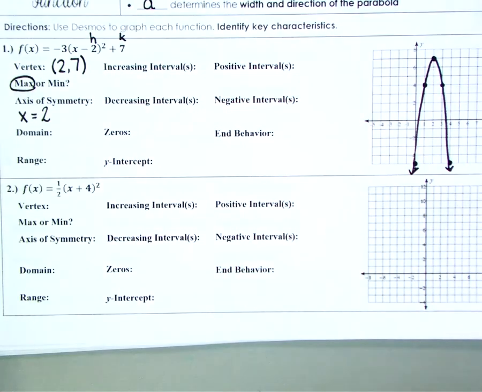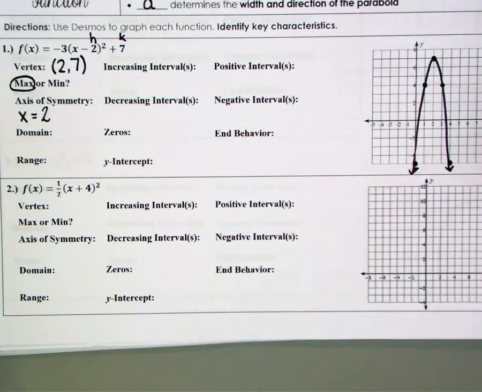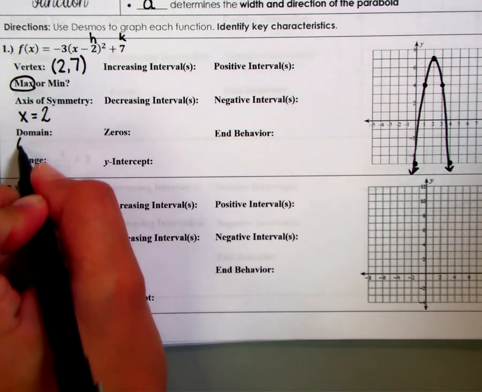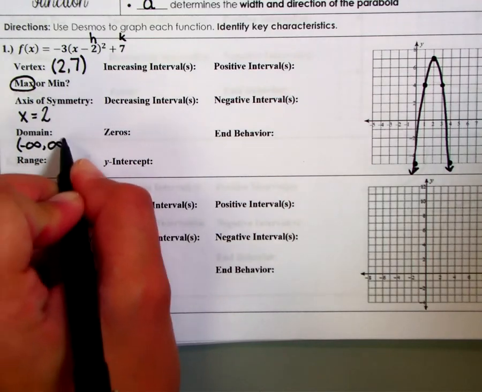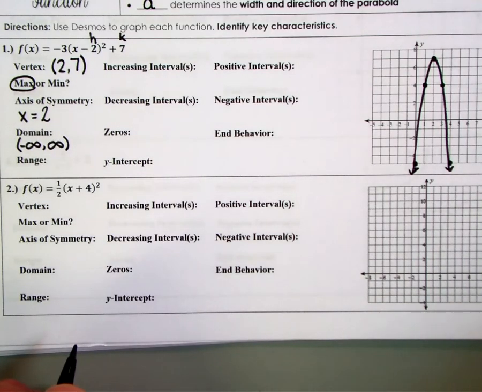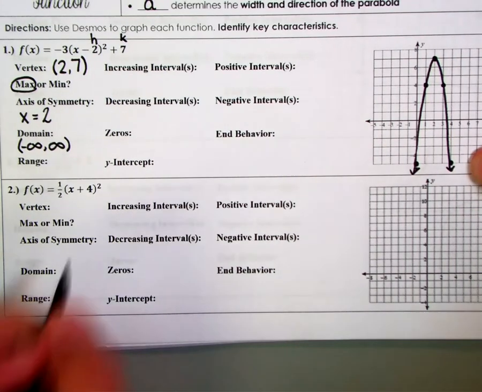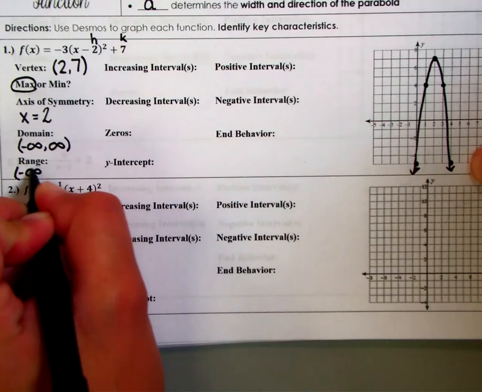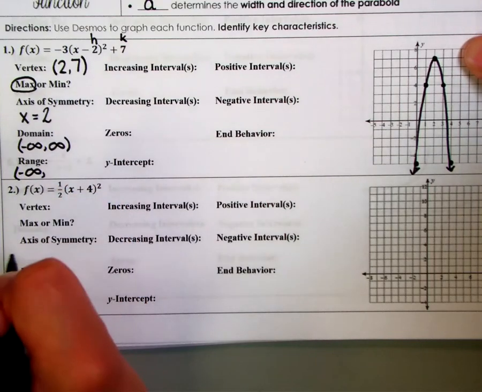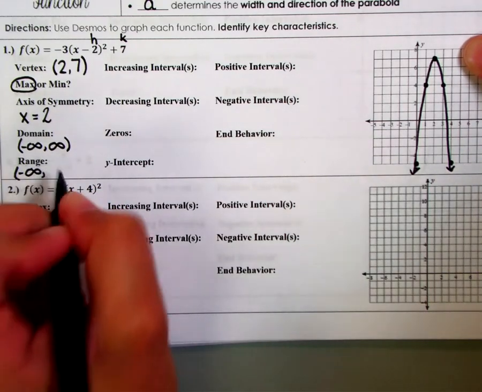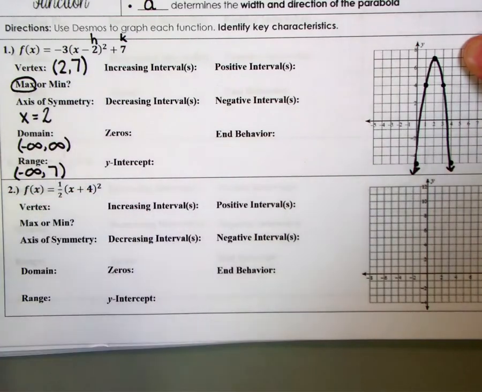And so then we're going to fill out all of the other information. So the domain, since I've got arrows on both sides, I know goes from -infinity to +infinity. My graph for the range goes bottom to top, so the bottom of my function never stops, so we'll start at -infinity, and it stops at the vertex. But the y value at the vertex is 7, so my range is -infinity to 7.